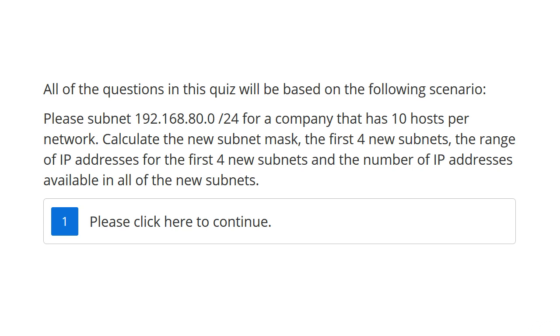All of the questions in this quiz will be based on the following scenario. Please subnet 192.168.80.0/24 for a company that has 10 hosts per network. Calculate the new subnet mask, the first 4 new subnets, the range of IP addresses for the first 4 new subnets, and the number of IP addresses available in all of the new subnets.